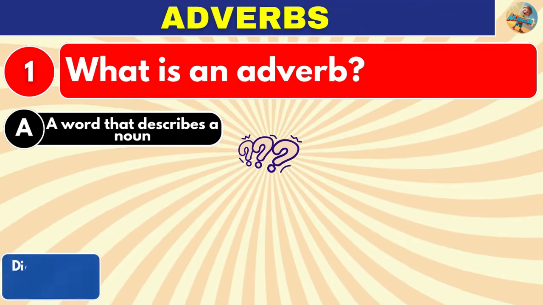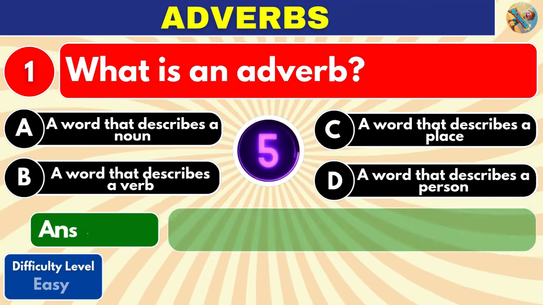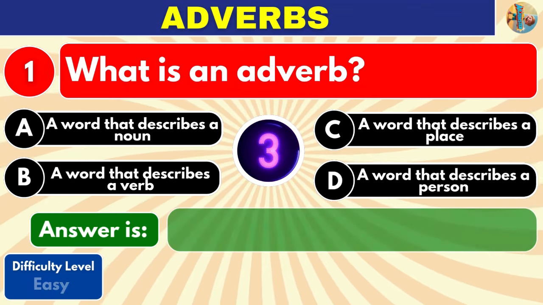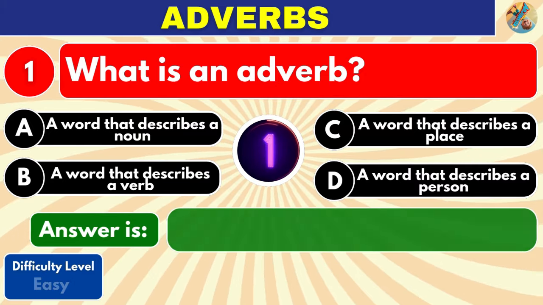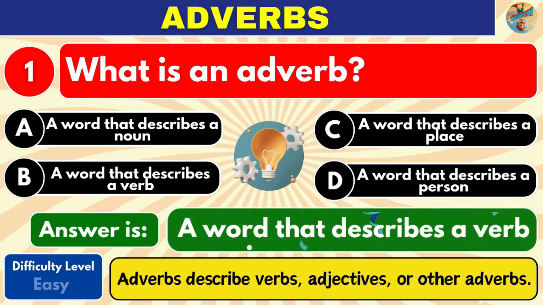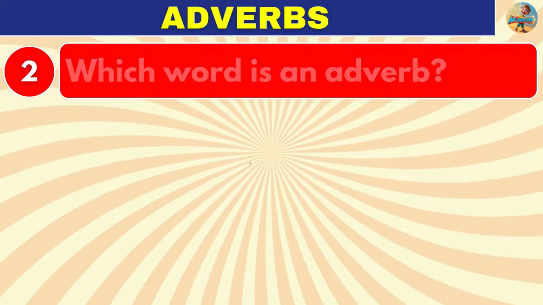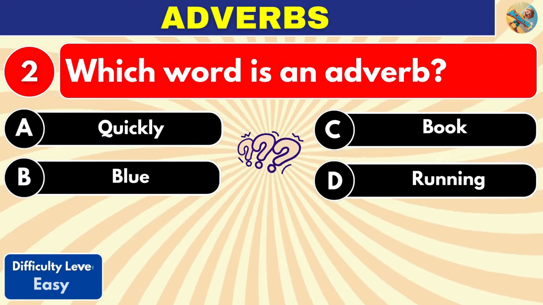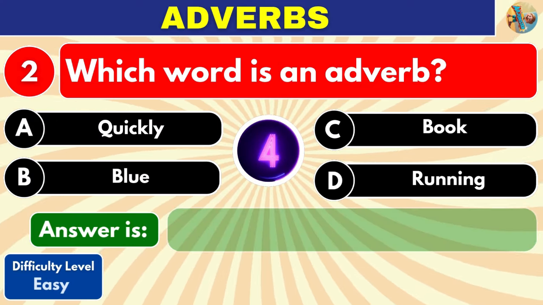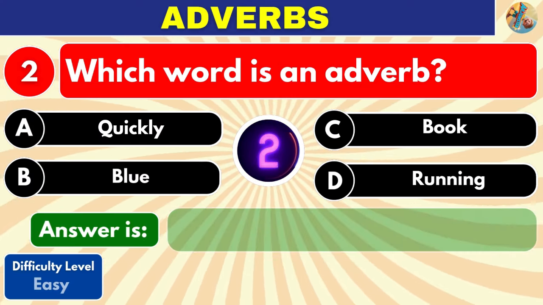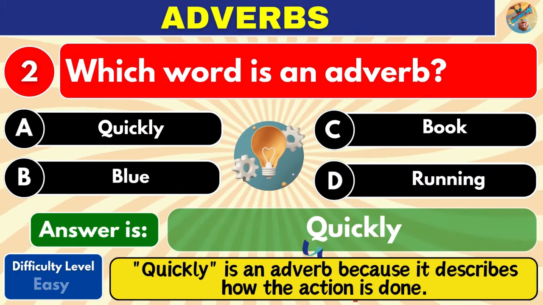Question 1 is what is an adverb? Answer 1 is a word that describes a verb. Question 2 is which word is an adverb? Answer 2 is quickly.